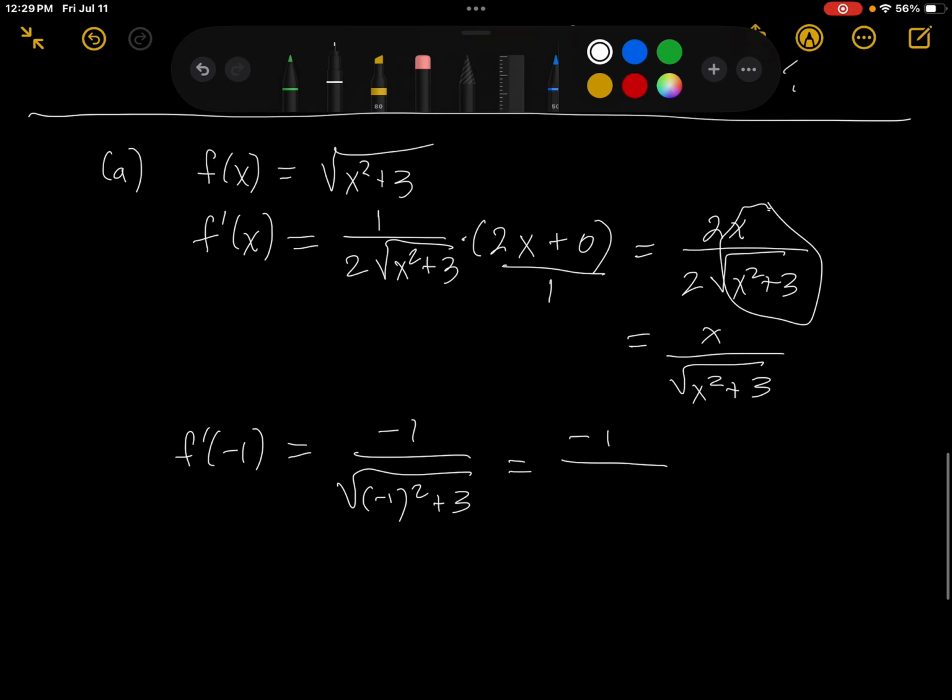That's -1 over the square root of, -1 in parentheses squared is 1, and then I have a plus 3. Well, 1 plus 3 is 4. The square root of 4 is 2. So I get -1/2. So that's the slope of my tangent line, -1/2.